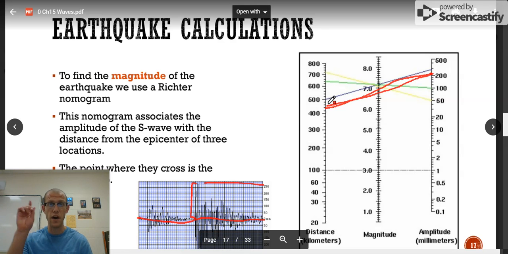with our other seismograph readings too from the other locations across the country. And where all of those meet, that will tell you what the magnitude of the earthquake is on the Richter scale, how powerful that earthquake is. So where they all cross is where you'll find the magnitude, but it requires the distance and the amplitude.